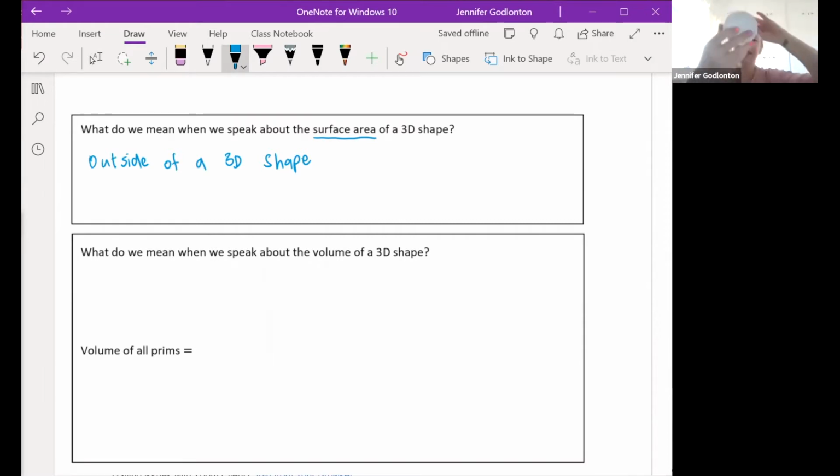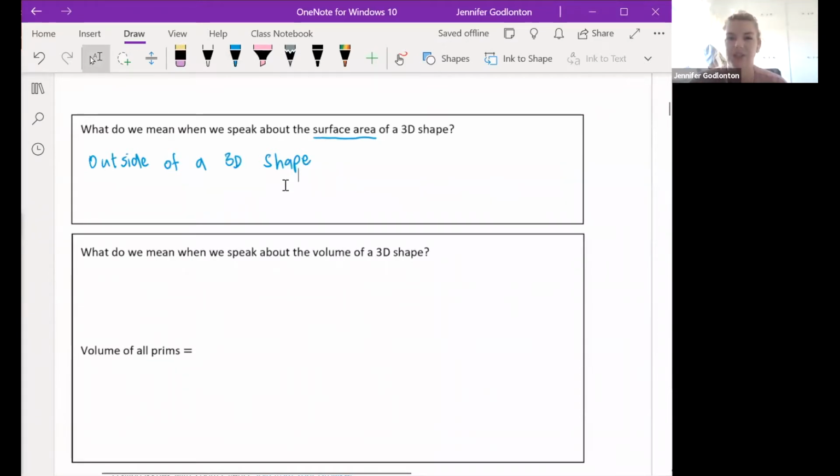If we have a look at this, this is a 3D shape. This would be called a cylinder. If I wanted to know the surface area of the cylinder, it would be this area, plus this area, plus this whole curved area. All of that would be added up to create our surface area.